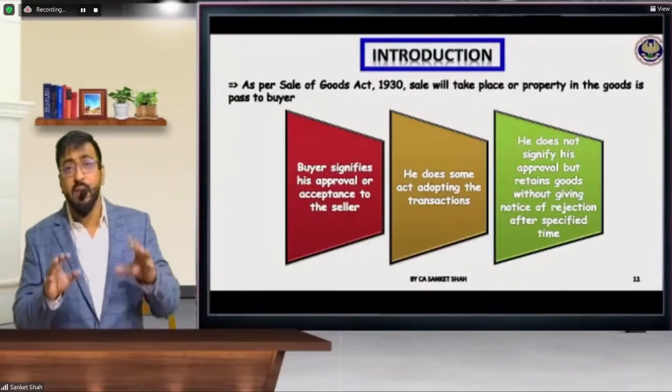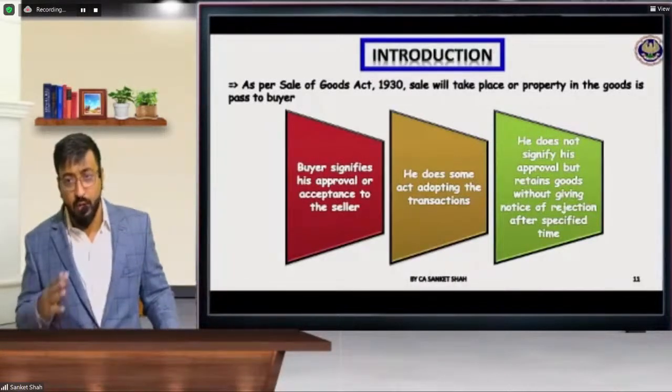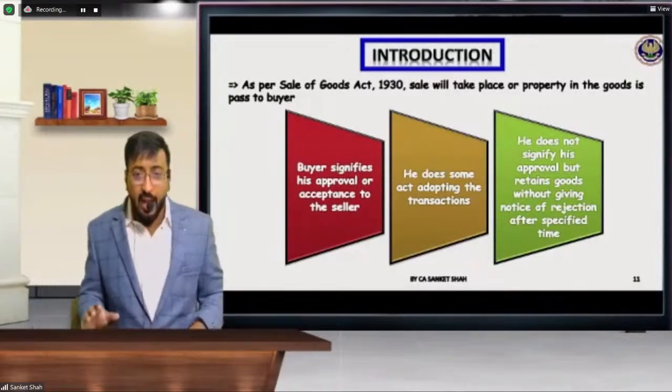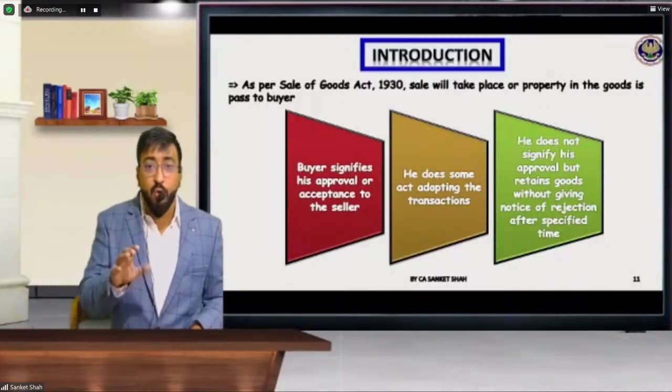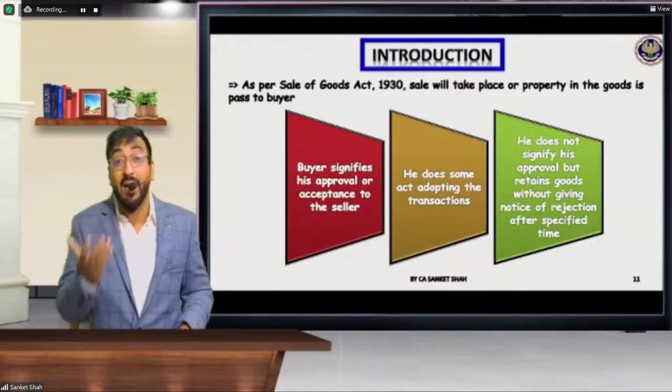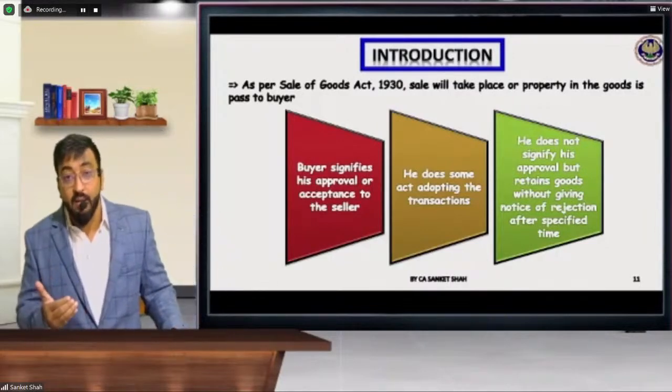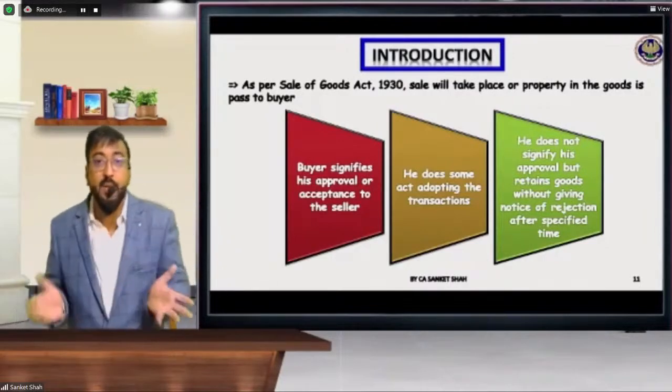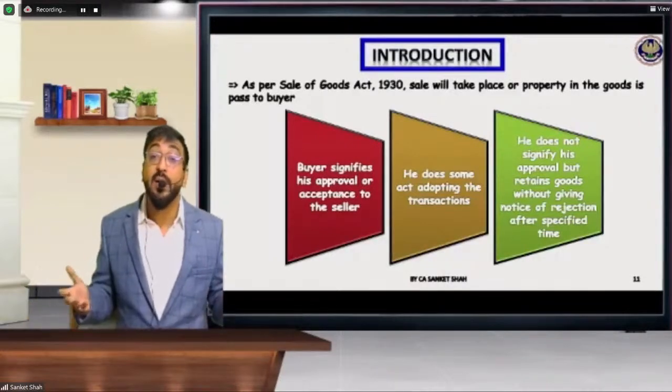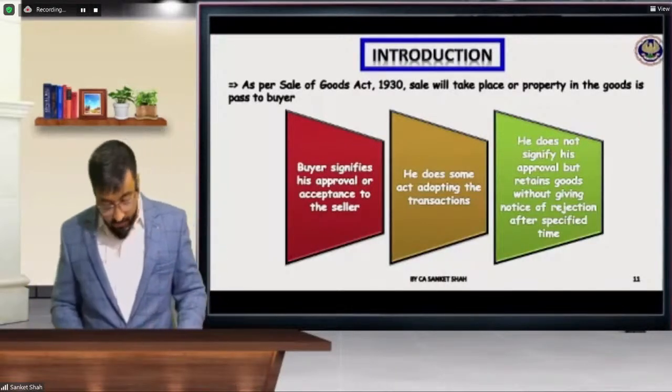I have given some goods to you. Suppose you are a customer and you like my goods, but I have not got any acceptance and not even a rejection, and the specified time is over. So beta, this will be treated as sales. Okay, this will be treated as sales.